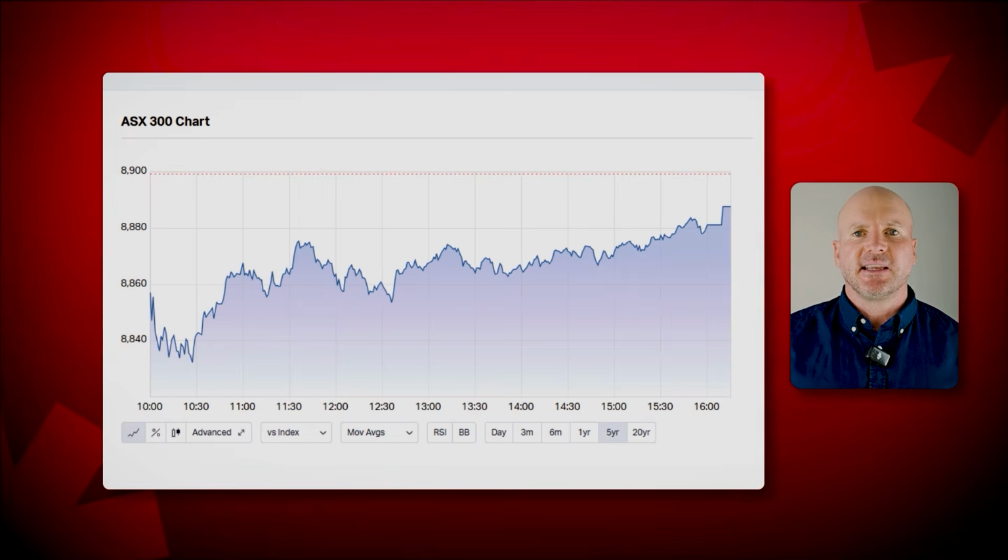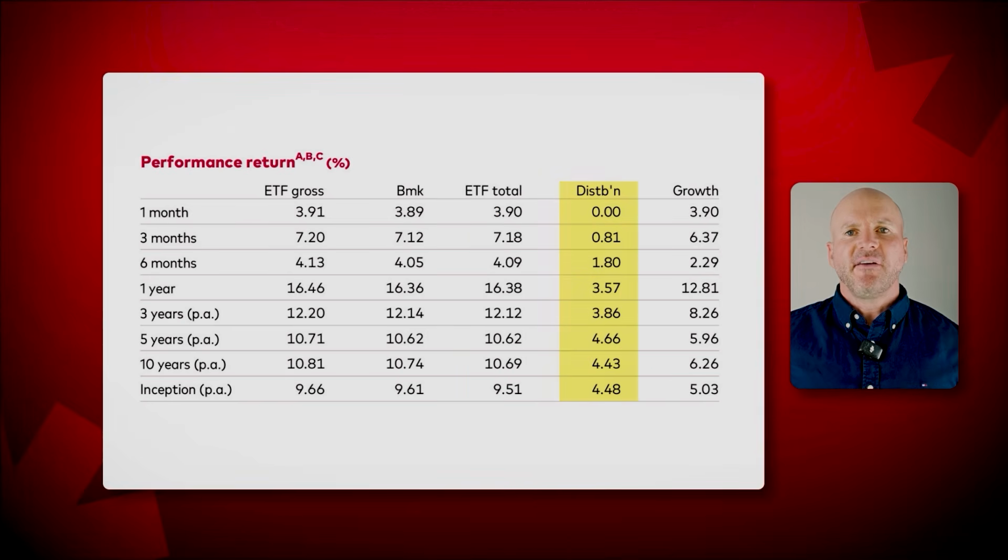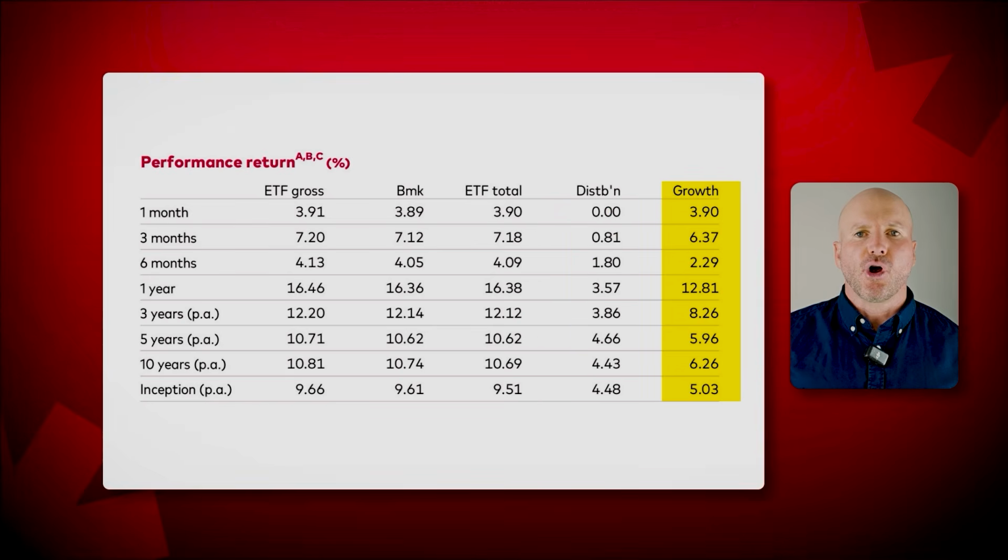Because VAS is an index ETF, you want its return to be close to the benchmark since its job is to track the index. Then there is the ETF total return. This is the most important number for investors. It combines price growth and dividends to show you the overall return, assuming dividends are reinvested. After that is distribution, or DSTBN. This shows you how much of the return came from dividends. And then growth, which is the ETF's return excluding dividends.